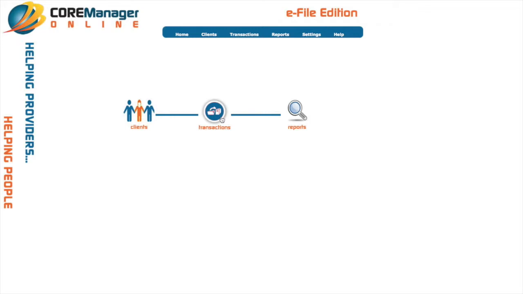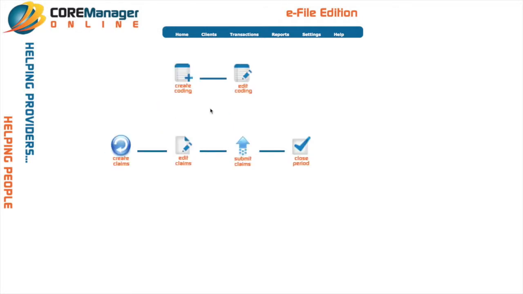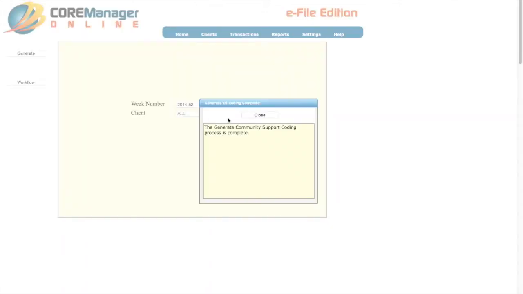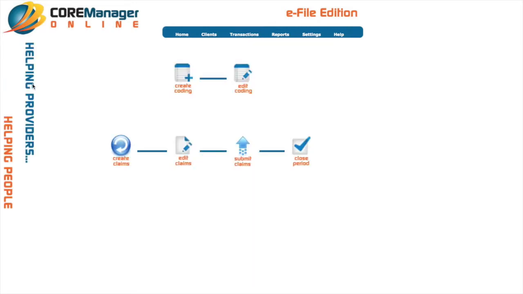So I'm going to click on the Transactions icon. Then I'm going to click on Claims to go to my Claims workflow. This workflow is laid out in the order that you will use the system when you come in on Monday to do your billing for the previous week. First, we're going to generate the coding from the templates. Next, we're going to review the coding and make any adjustments that we need to.